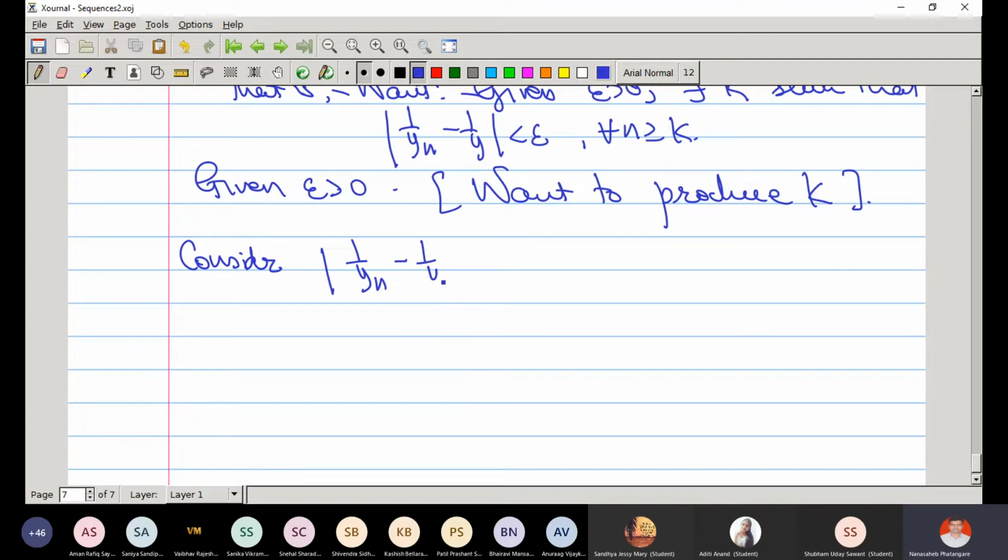Try to simplify that difference so that we can easily guess the value of k. 1 upon yn minus 1 by y. First of all, try to simplify this. Without simplifying, it is very difficult to guess the value of k. So how to simplify this? This is equal to what? Is it correct? Yes, sir.